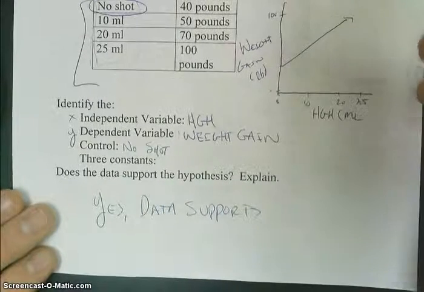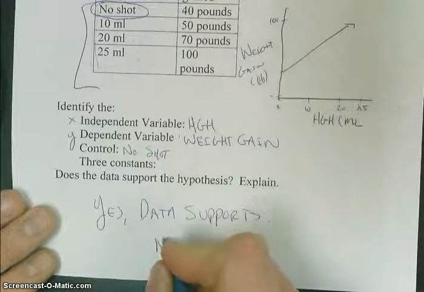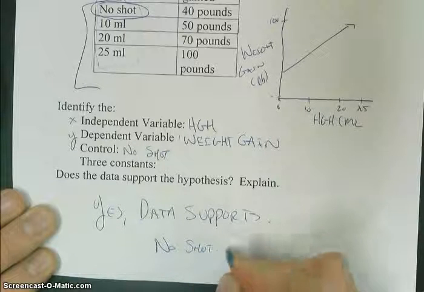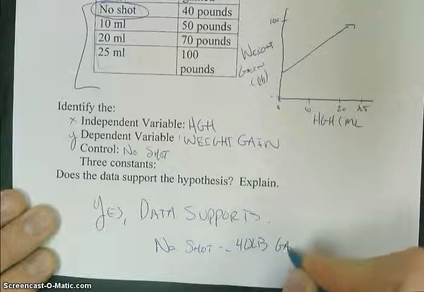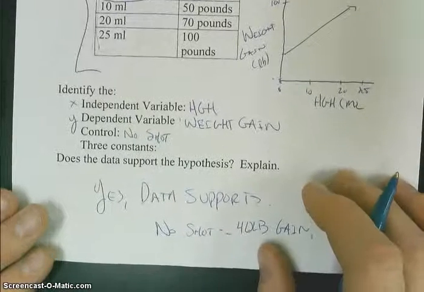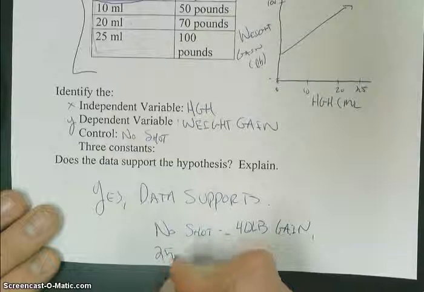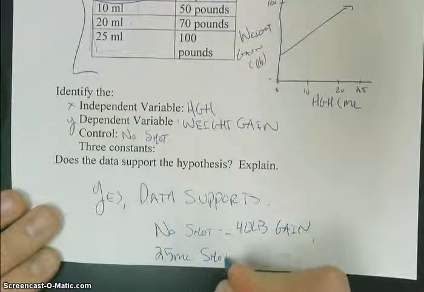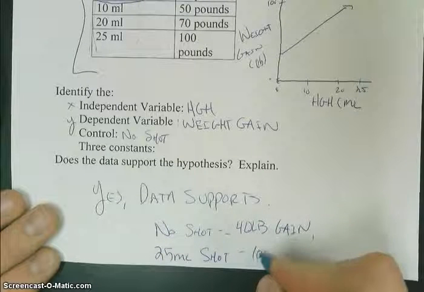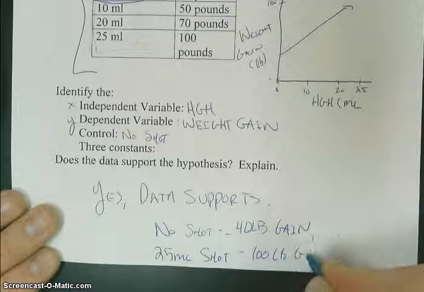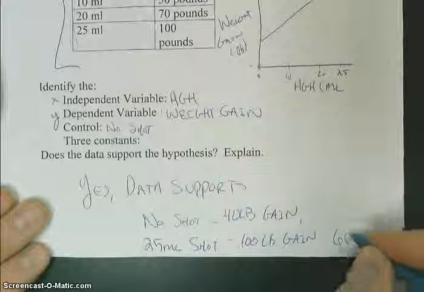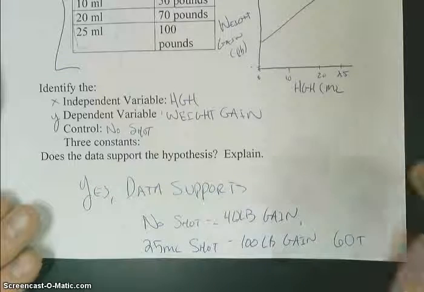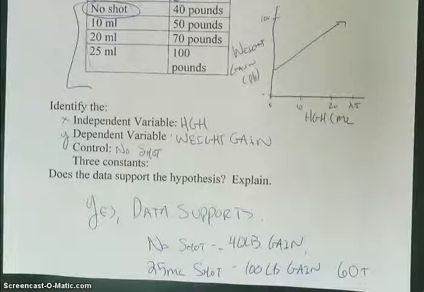And then let's cite some data as well. No shot is 40 pounds. A 25 milliliter shot was a 100 pound gain, which is much greater. It's actually 60 plus pounds greater. Okay, so hopefully that clarifies some things for you guys. Again, constant, control, independent, dependent variable.